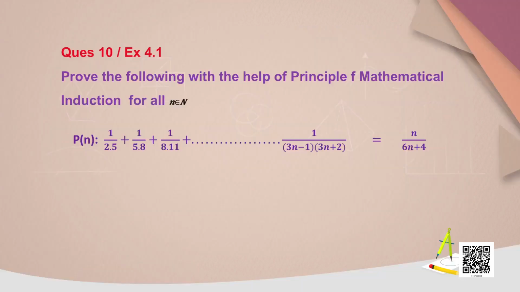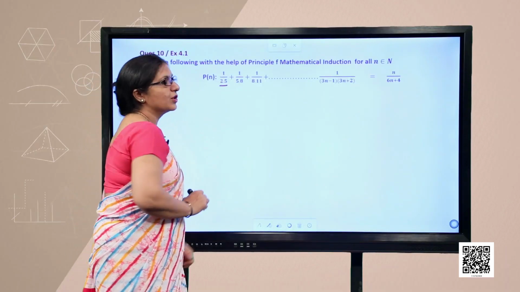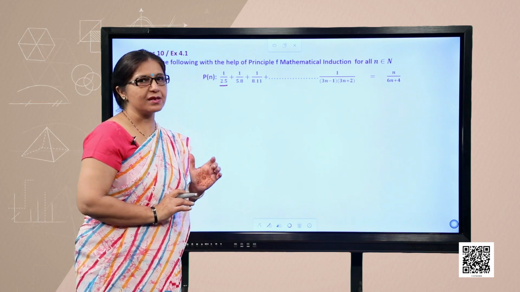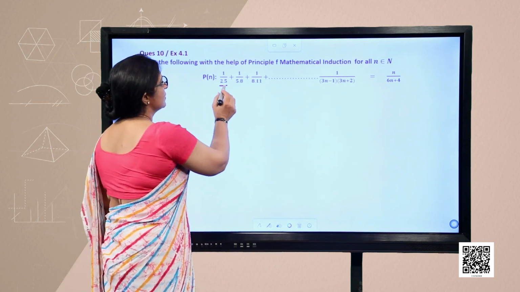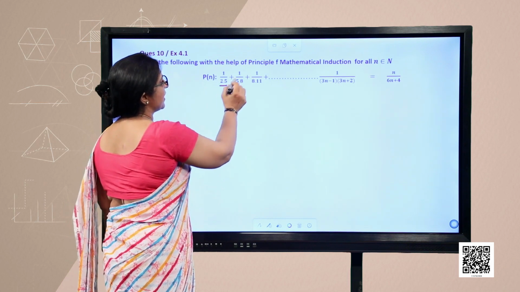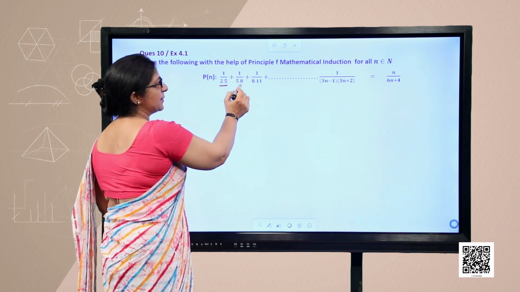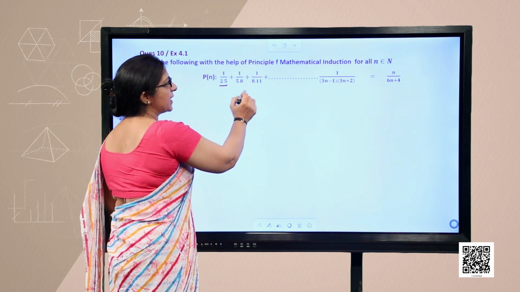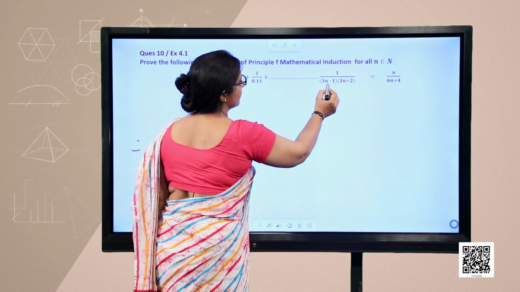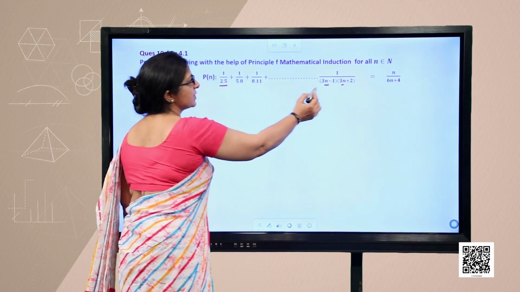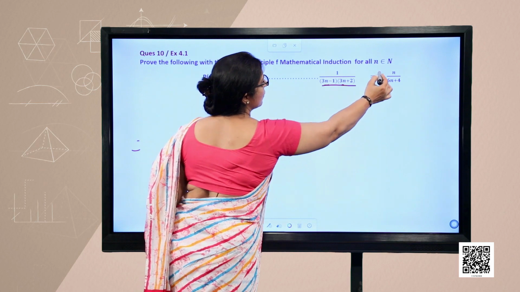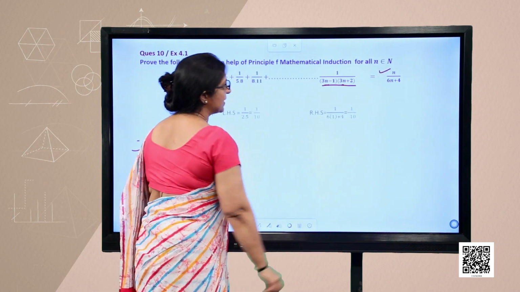Now another question from your exercise 4.1, that is question number 10. Prove the following with the help of principle of mathematical induction for all n belonging to N. The statement is 1 upon 2.5. Don't mistake it as a decimal. This is nothing but a product, 2 multiplied by 5, plus 1 upon 5 multiplied by 8, plus 1 upon 8 multiplied by 11, till nth term. This term comes out to be this, and this is equal to n upon 6n + 4.